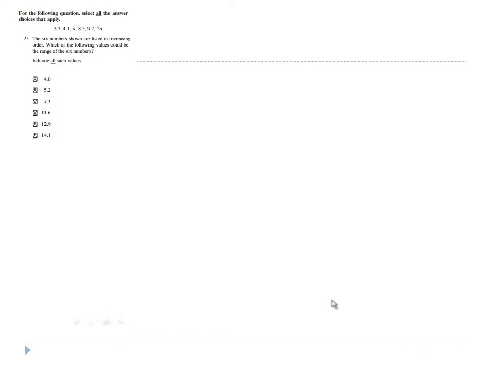And then the last one here. We have 3.7, 4.1, A, 8.5, 9.2, and 2A. The key here is that these are in ascending order, so smallest and greatest. What does that mean? Well, I can't say A is 4, because it has to be greater than 4.1. I also can't say A is 4.2, because then 2A is 8.4, which is less than 9.2. So A has to be greater than 4.6. So we can say 4.7, because that allows 2A to be 9.4.